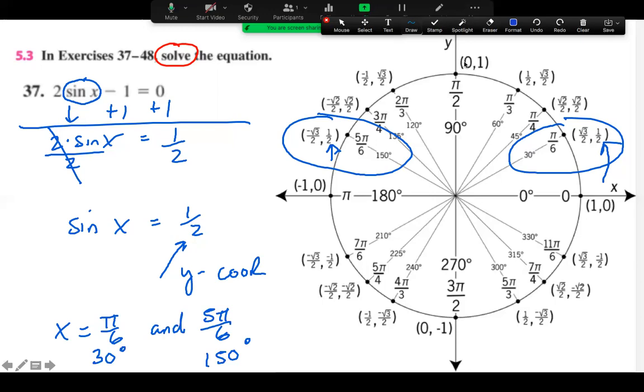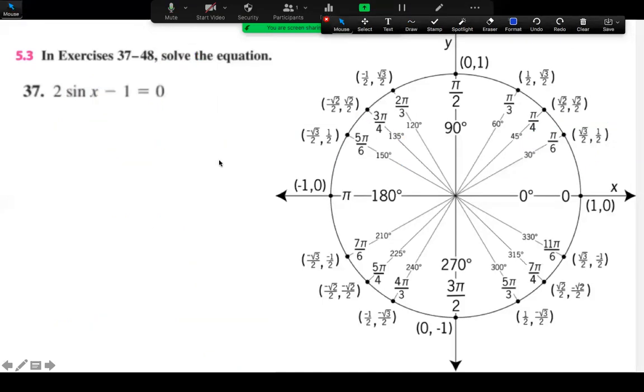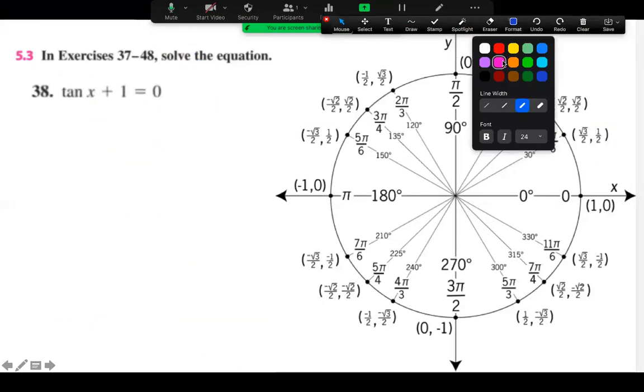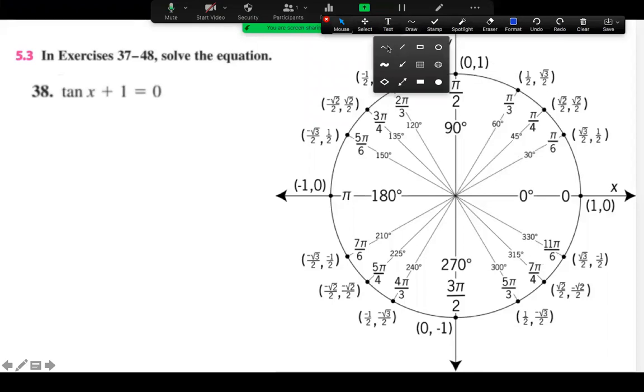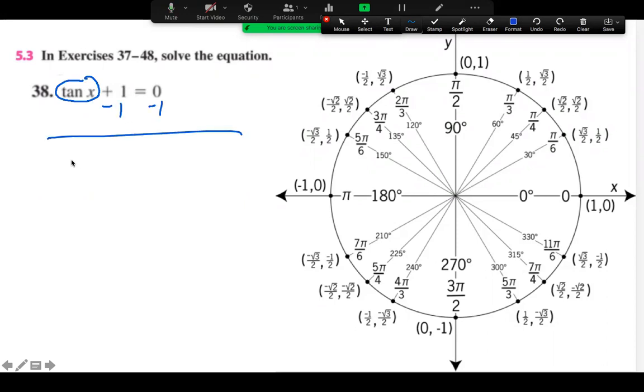All right, we'll move on and use the technique on the next one, number 38. So if we clear that, here we go. Number 38, same technique. You want to isolate the trigonometric function. So we have tangent of x plus 1 equals 0. So we want to get tan x by itself. So that would be minus 1 to both sides. So tangent of x is equal to 0 minus 1, which is negative 1.